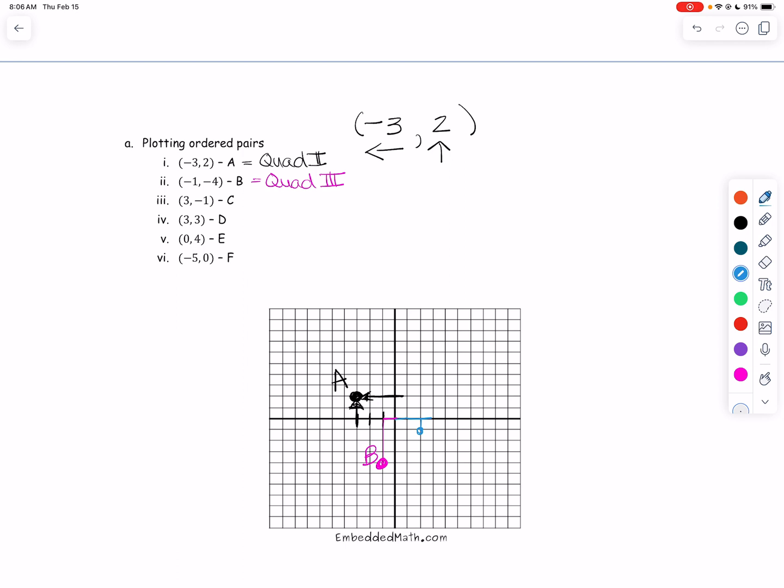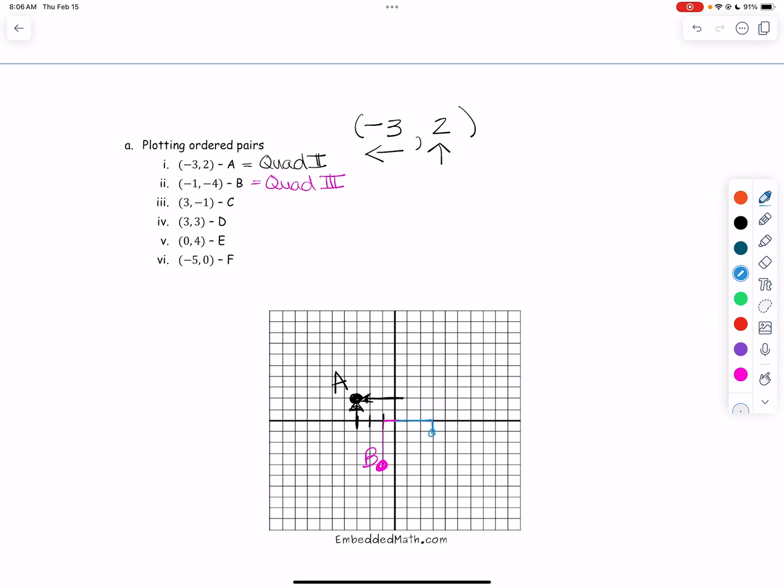Whoops, that's the wrong point. Which is right here. And that is C, and that is in quadrant IV. All right, the next point is point D. So I go 3 to the right, and I go 1, 2, 3 up. That is point D, which is in quadrant I.